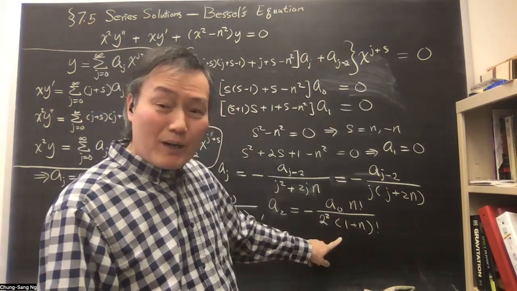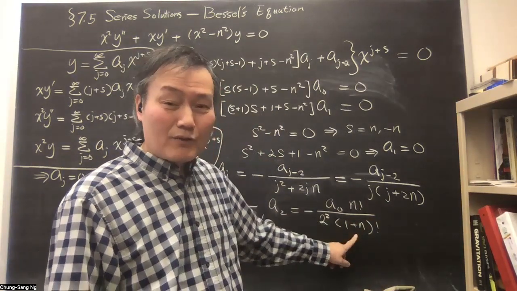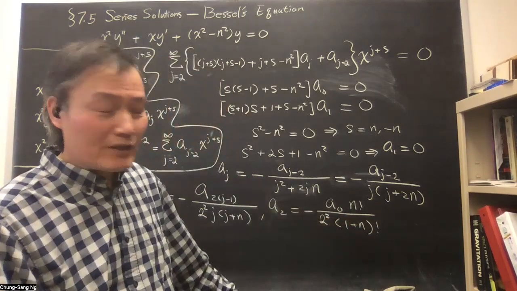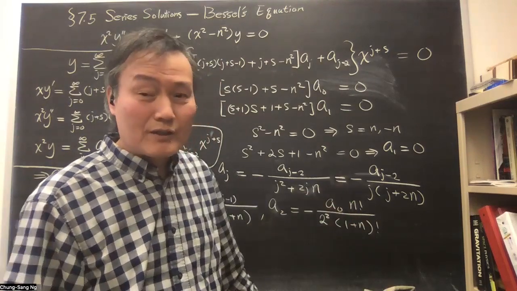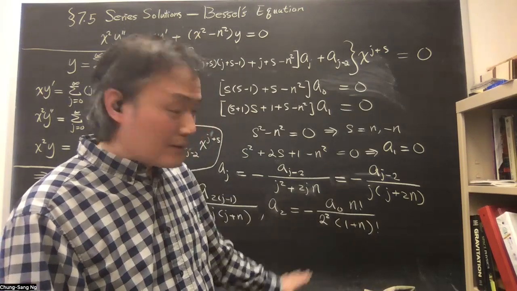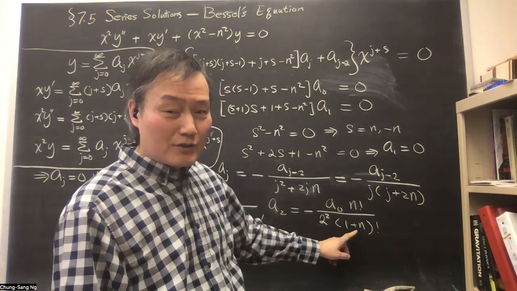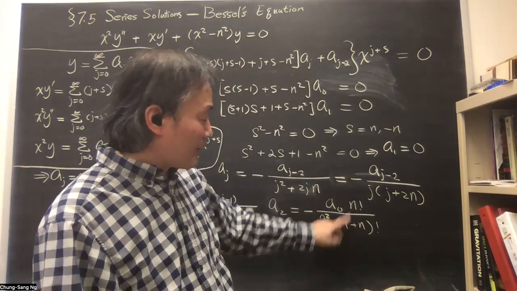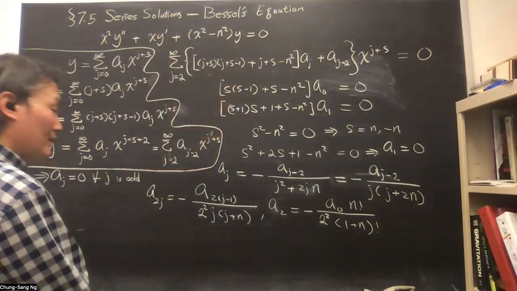One remark is that when n is not an integer, then you cannot write it as a factorial. But later on, we'll learn about the gamma function. Instead of writing it as a factorial, we can write it using the gamma function. So you can have a more general formula. N is not an integer, but we'll stay with integer first, and just keep in mind that we can generalize that using the gamma function also.